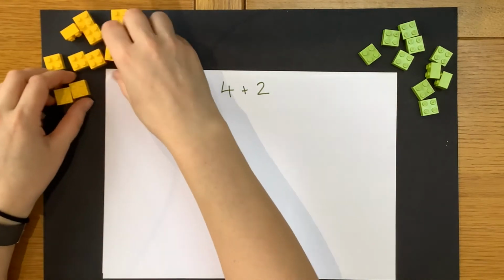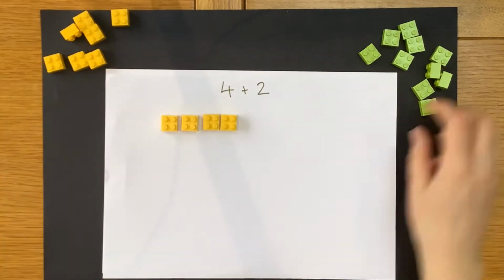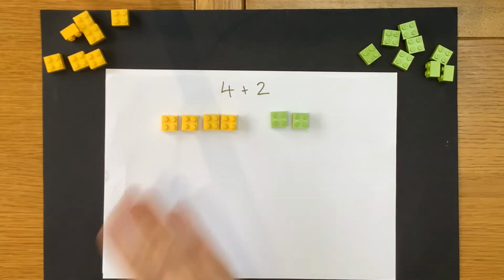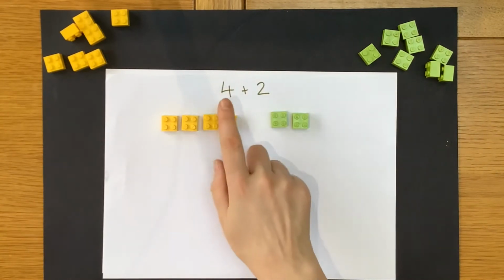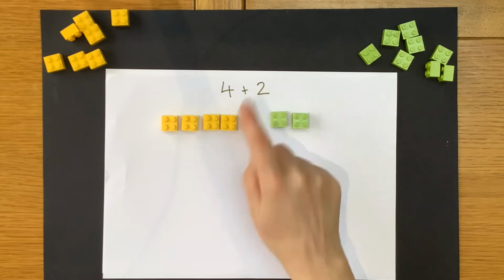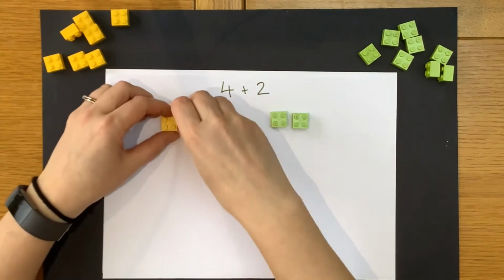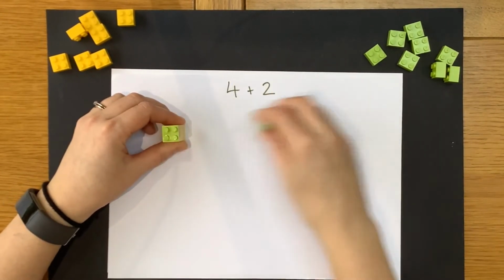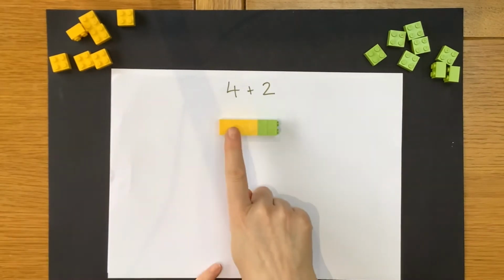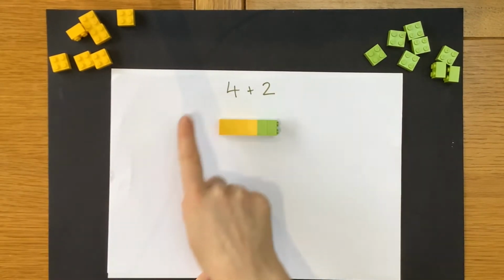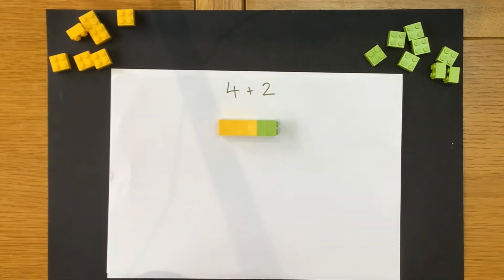Well, 4 add 2 is 4 holes and 2 holes. I'm using the yellow bricks to represent the 4 and the green bricks to represent the 2. And if I put them together like this, I have 4 plus 2, which altogether equals 6.